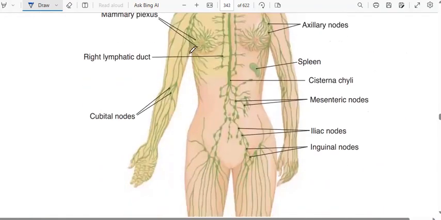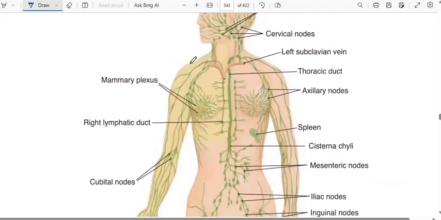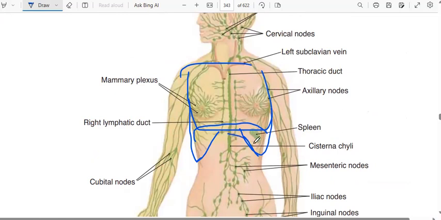You can see that this is the upper chest cavity, and you have the diaphragm here, and the ribs are ending here like that. This is the rib cage. Here we have the abdomen, and here we have the spleen. So this is the spleen in the left upper quadrant.